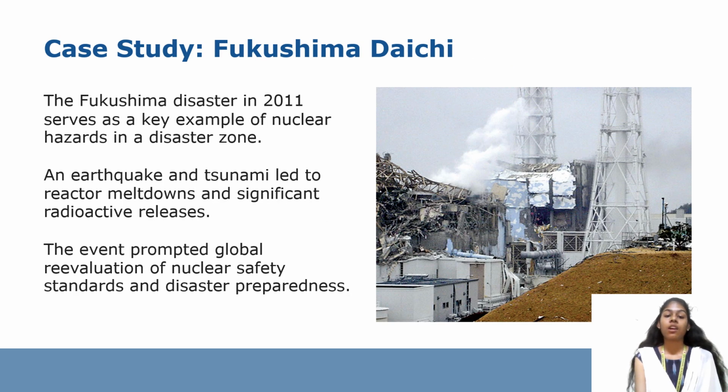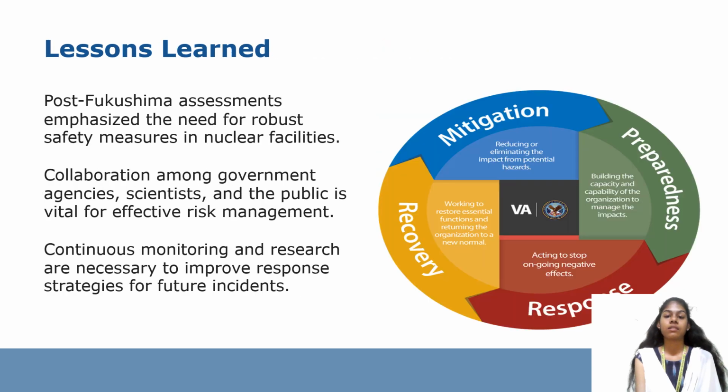Case study: Fukushima Daiichi. The Fukushima disaster in 2011 serves as a key example of nuclear hazards in a disaster zone. An earthquake and tsunami led to reactor meltdowns and significant radioactive releases. The event prompted a global reevaluation of nuclear safety standards and disaster preparedness.